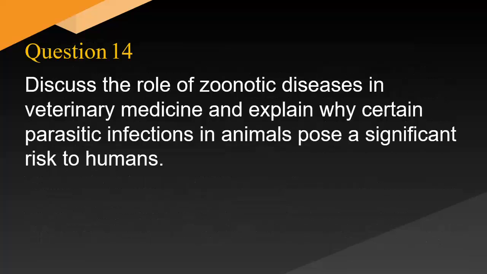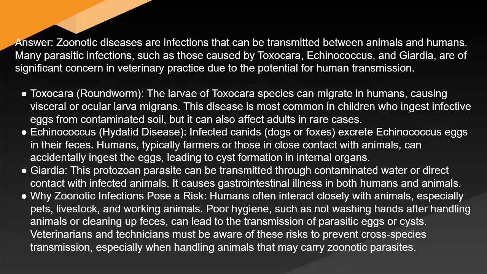Discuss the role of zoonotic diseases in veterinary medicine and explain why certain parasitic infections in animals pose a significant risk to humans. Answer: zoonotic diseases are infections that can be transmitted between animals and humans. Many parasitic infections, such as those caused by Toxocara, Echinococcus, and Giardia, are of significant concern in veterinary practice due to the potential for human transmission.